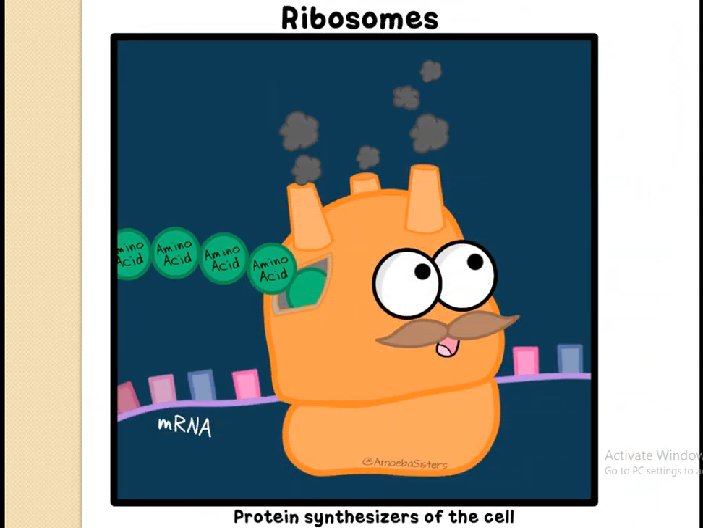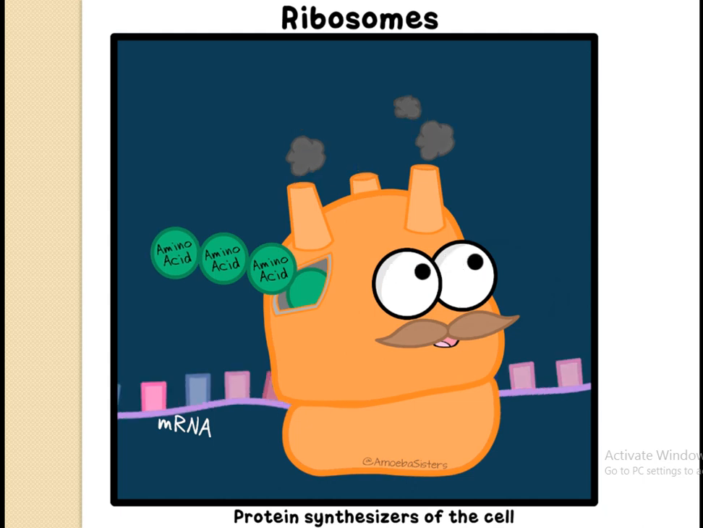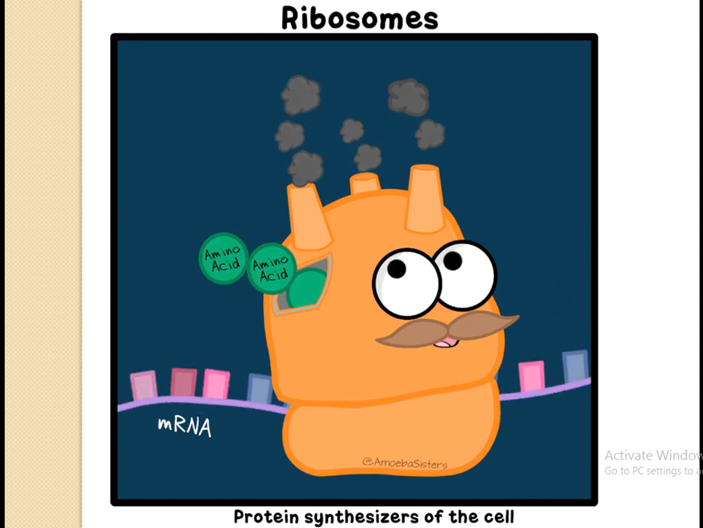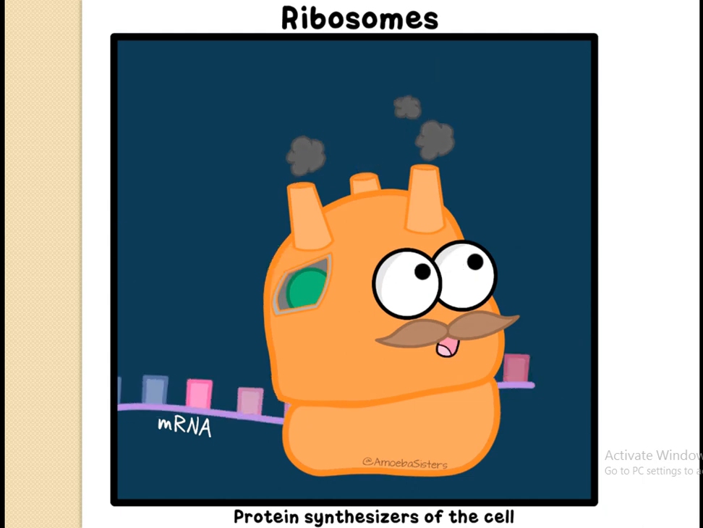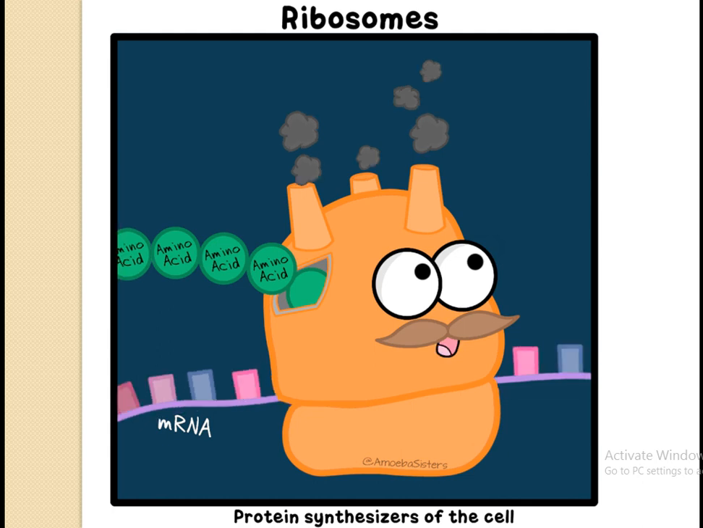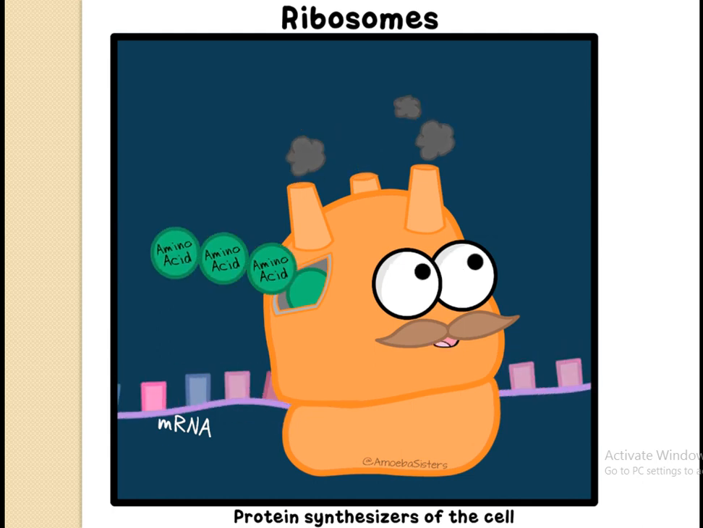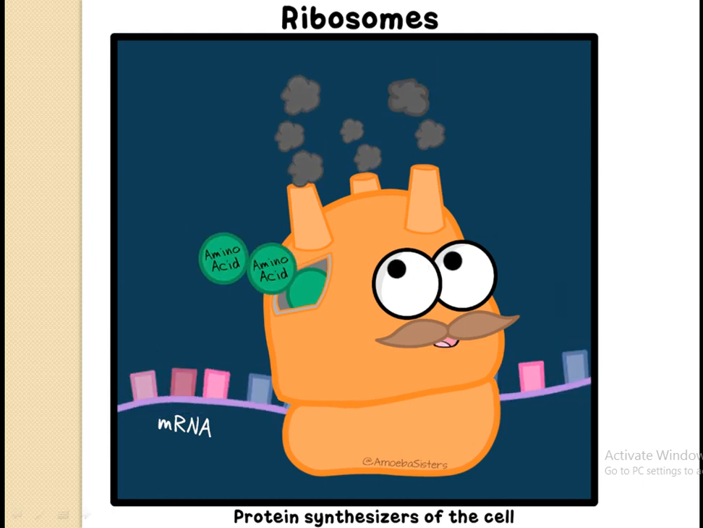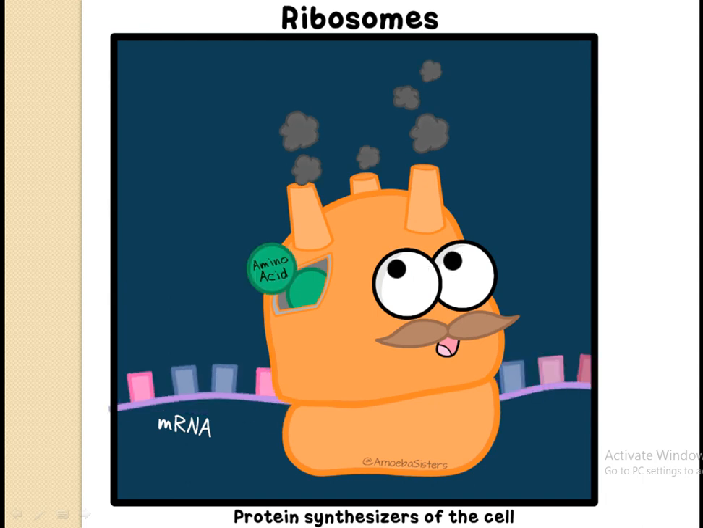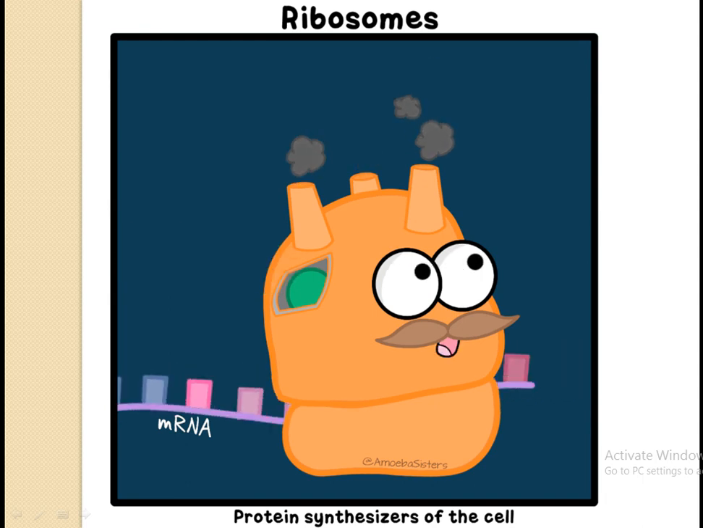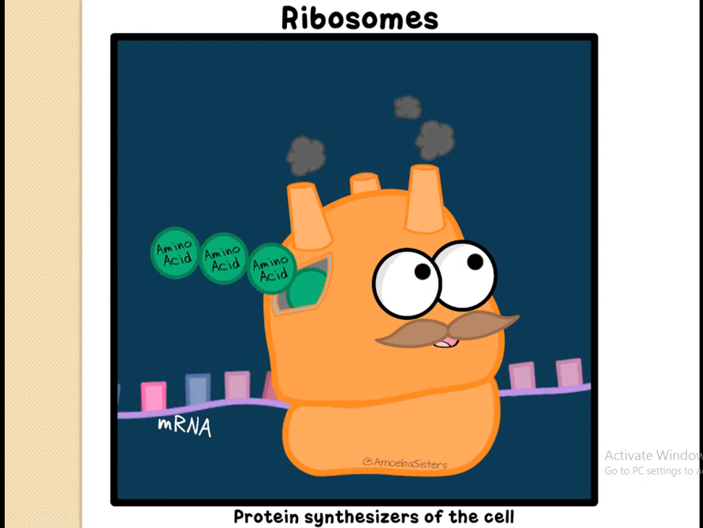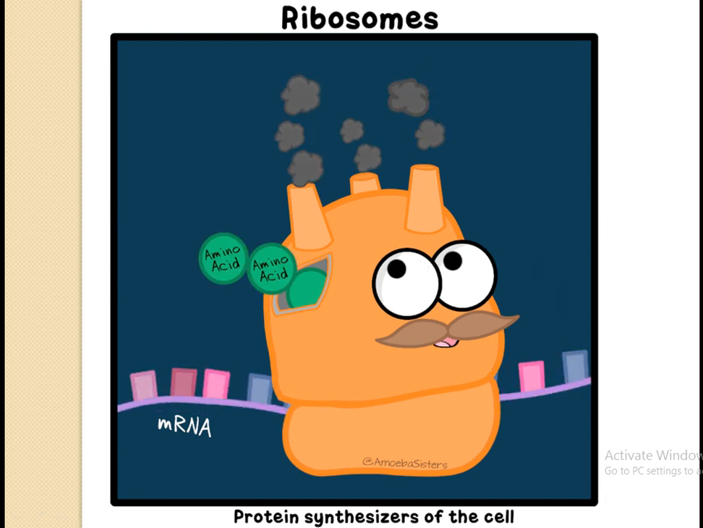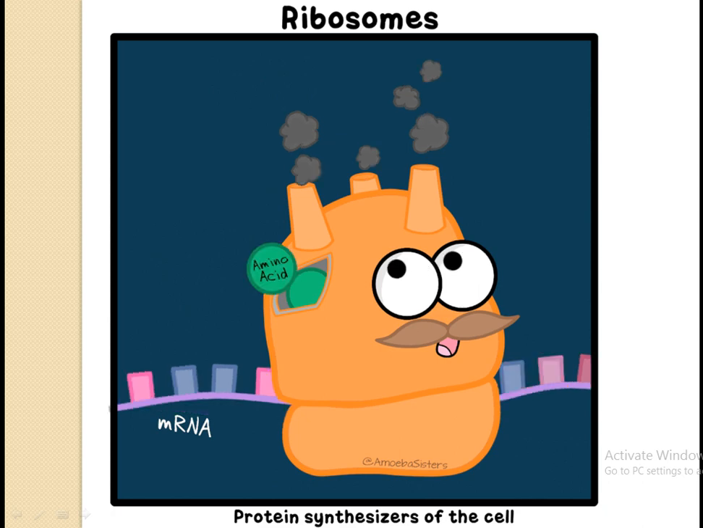This is an animation to show how the ribosomes act. You can see the protein synthesis process of the cell. Through the ribosomes, these amino acids combine, different types of amino acids, to form the different types of proteins.